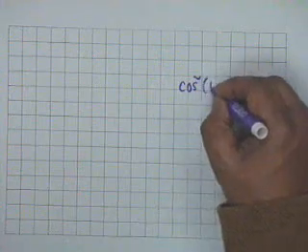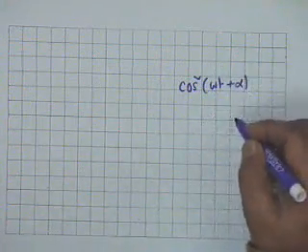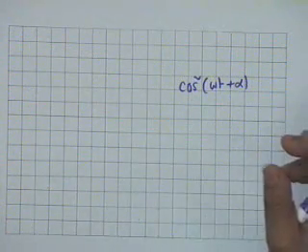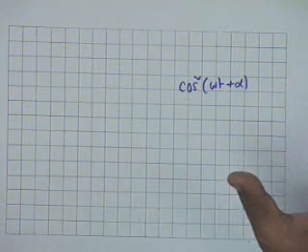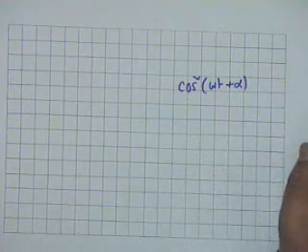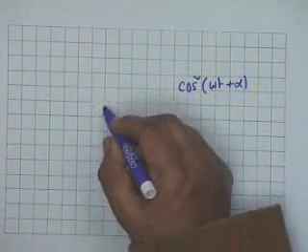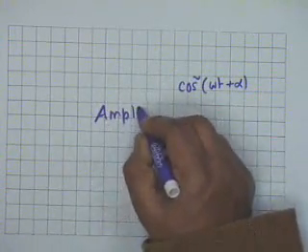If we have a different alpha, it doesn't matter, because cosine squared of omega t plus alpha over one period. Wherever you start alpha, it doesn't matter. One complete period. Alpha can be different, it doesn't matter. We then consider elements of amplifiers.